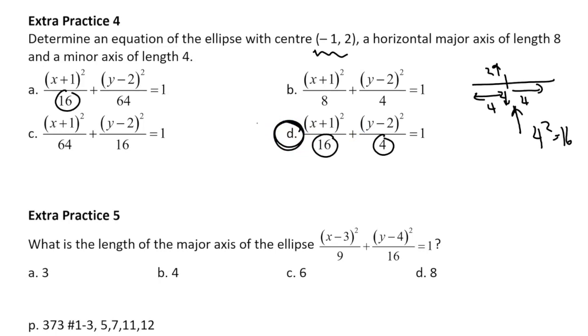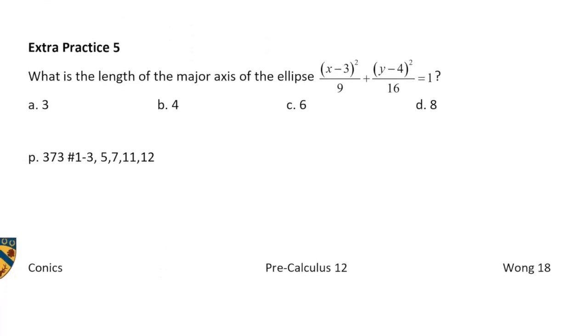And then finally for the last question right here, what's the length of the major axis of the ellipse? This is an easier question. So right here, this would be 4 squared, meaning that you would go up 4, down 4. And if you go up 4 and down 4, that would give you a total of 8 units.